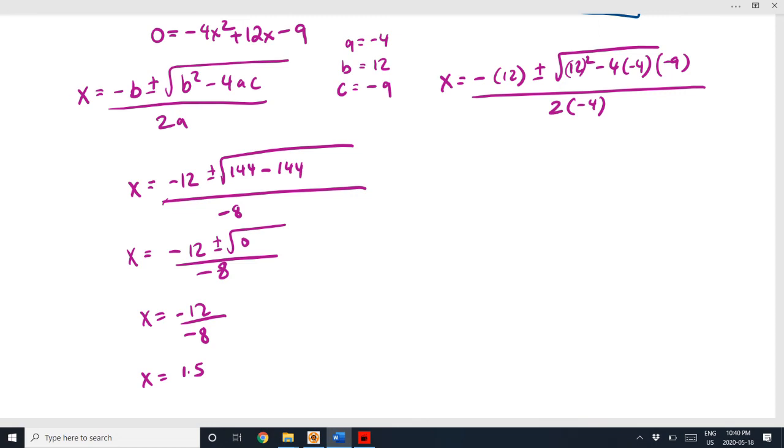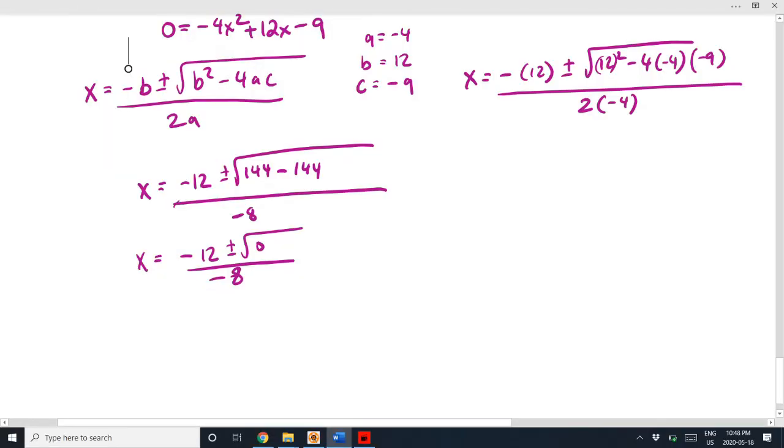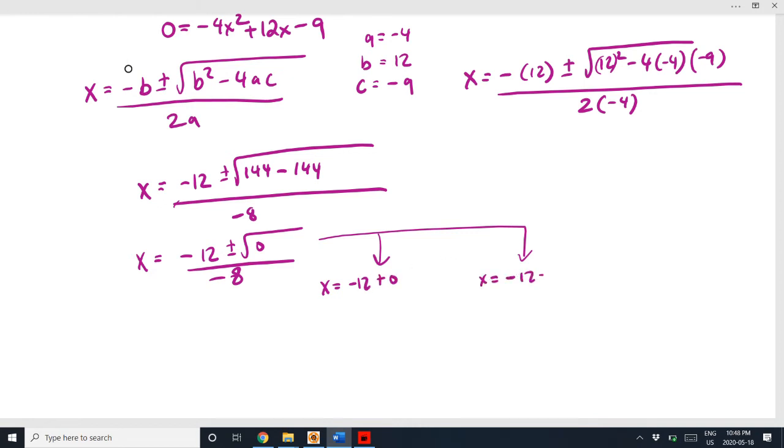So that's getting our solution using the quadratic formula here. And in this case, there's only one solution, which is 1.5. At this point we can split up into our 2 equations for plus or minus the square root of 0, but you'll see it's just the same answer regardless. The square root of 0 is just 0, so if you had x is equal to negative 12 plus 0, or x is equal to negative 12 minus 0 all over negative 8, these are going to be the exact same thing.